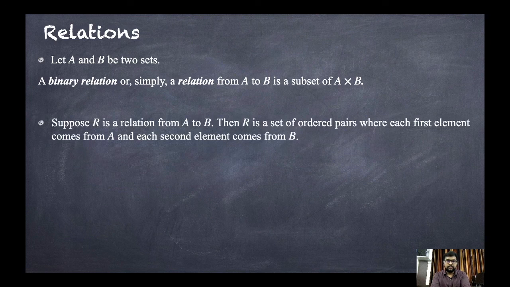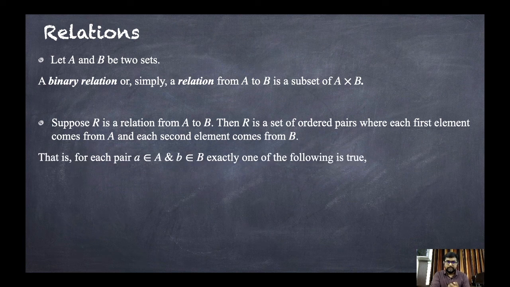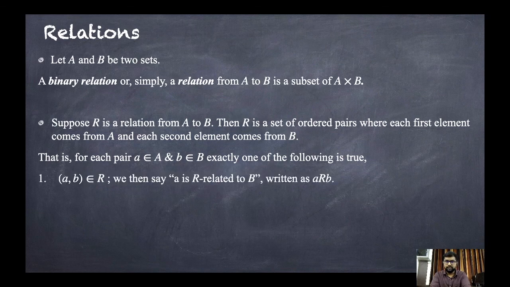Suppose capital R is a relation from A to B. Then R is a set of ordered pairs where each first element comes from A and each second element comes from B. That is, for each pair, small a belongs to A and small b belongs to B, and exactly one of the following is true. The first one, this ordered pair (a, b) belongs to R, that is, the relation.